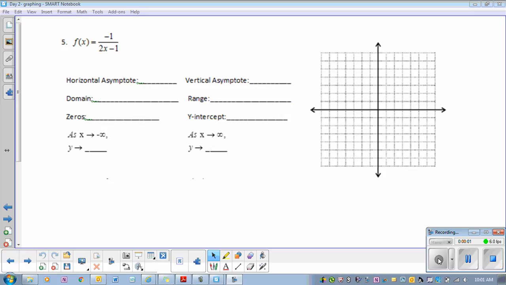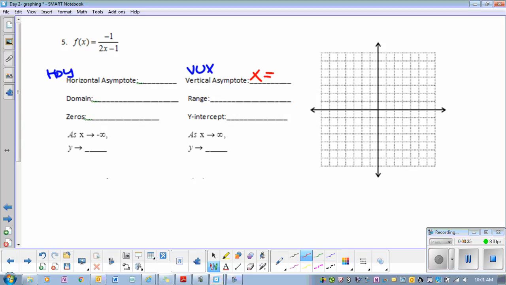Look at number 5 from the notes from last time, because we didn't get through all of the notes. So if we look at number 5, we have our horizontal asymptote and our vertical asymptote. You can feel free to use your graphic organizer from last time, the blue sheet. The horizontal asymptote is Hoy, the vertical asymptote is Bucks, Bucks Hoy from Algebra 1. So that tells me that my vertical asymptote is x equals.